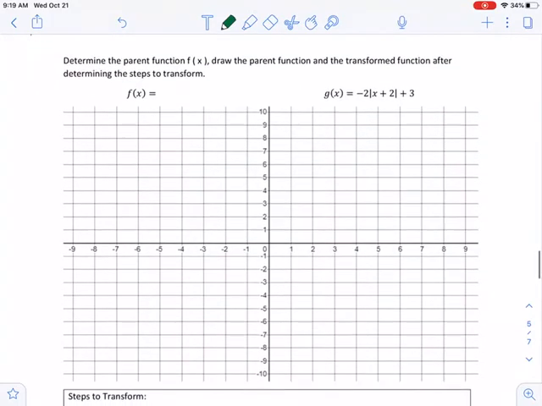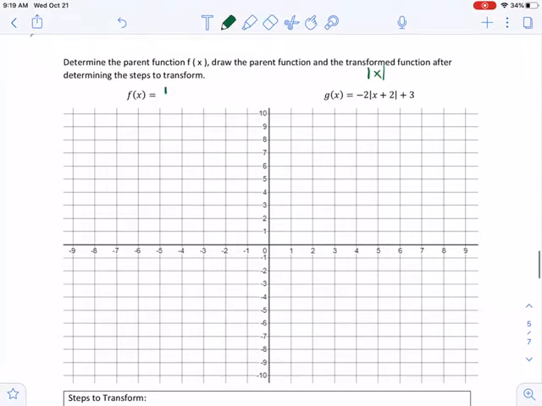So if I'm following closely on these directions, it says determine the parent function f of x, draw the parent function, and the transformed function. So I'm going to do it in exactly those steps. If I take a look at g of x, I can see that the parent function that I'm really transforming is this absolute value of x equation. So then I'm going to hop right into graphing. And this is going to give me a good structure for how I need to transform.